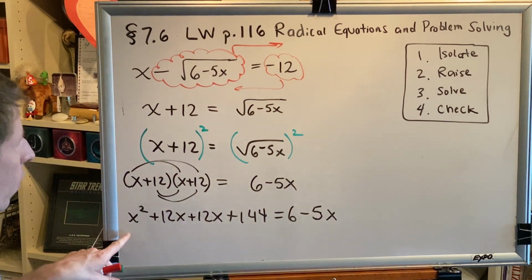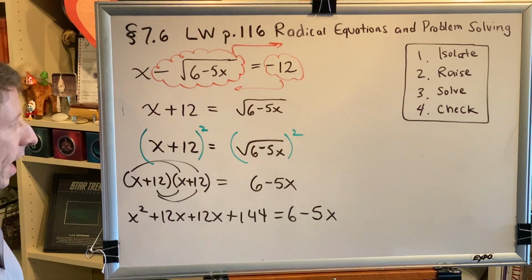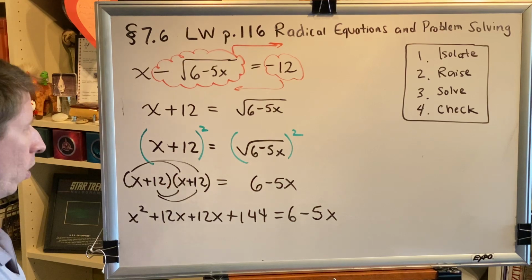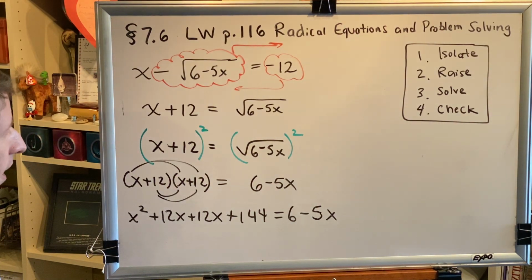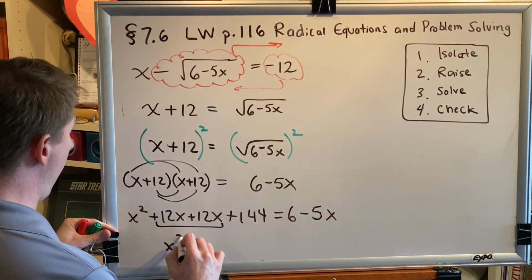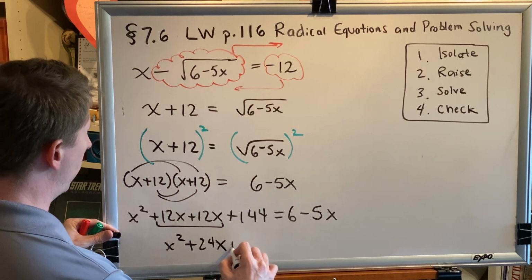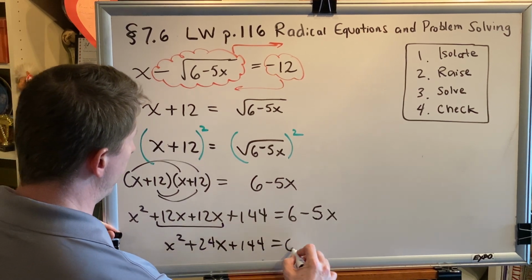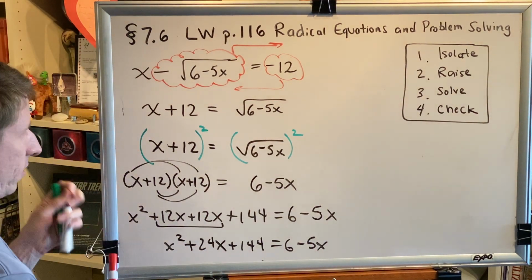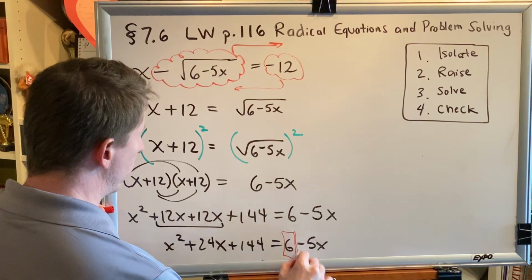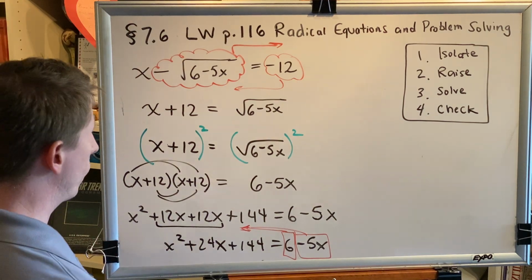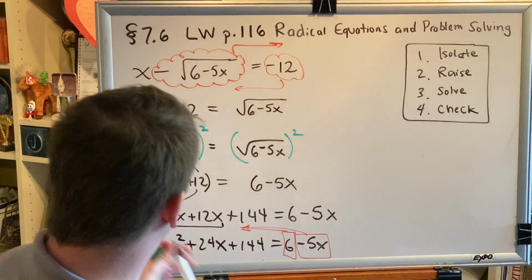Now, we're going to solve this using the skills we learned in section 5.8, which is when you have a polynomial equals a polynomial, then your goal is to move all terms to one side, leaving equals on the other. So let's combine our like terms here. We have x squared plus 24x plus 144 equals 6 minus 5x. Then we're going to take these two terms, the 6 and the negative 5x, and we're going to move them both to the other side of the equation. Okay, so then what are we going to have?